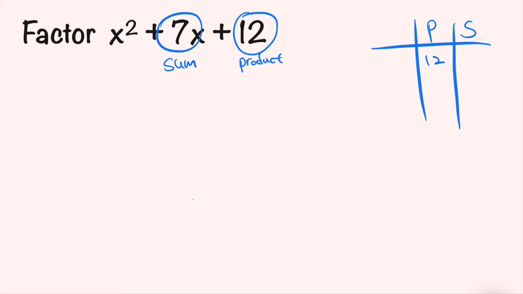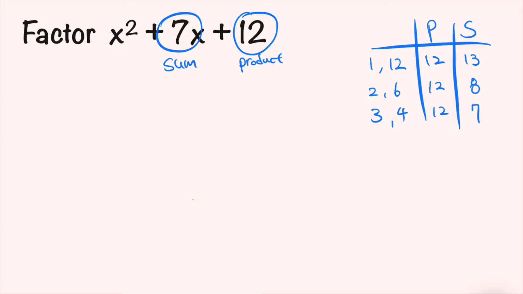What are two numbers that, when you multiply them, become 12? The first one that I could think of is 1 and 12. But when you add them, their sum is 13, not 7. So the next numbers we're going to try are 2 and 6, because they still have their product be 12. But when you add them, their sum is 8. So they're not the numbers that we're looking for. So the next numbers we're going to try are 3 and 4, because they still have their product be 12, and their sum is 7, which is exactly what we're looking for.